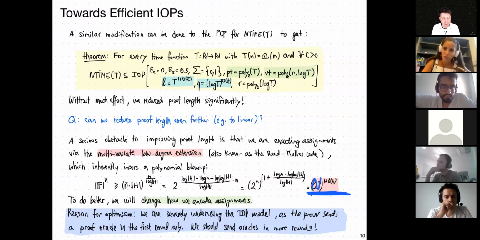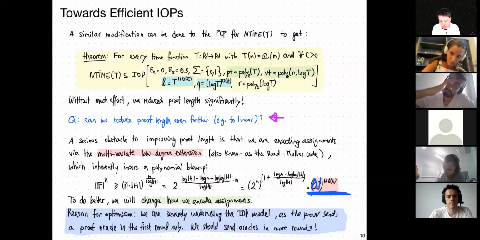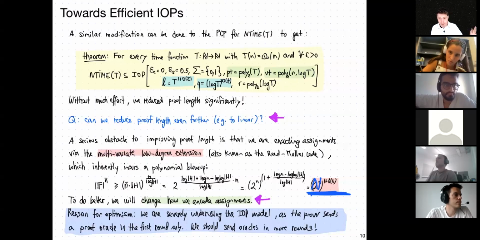So that's roughly the plan that we will follow next time. But just to summarize, our next goal is to achieve linear proof length. And the way we're going to try to get there is by changing our encoding scheme. We're going to leave behind multivariate polynomials and start using univariate polynomials. And next time we'll explain a bit more carefully why they're so convenient.